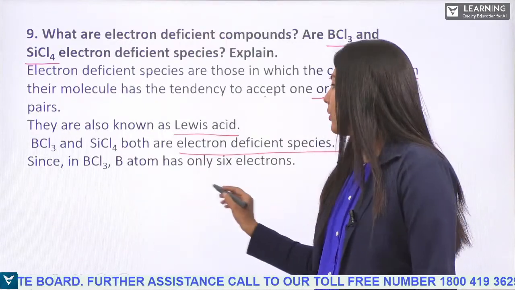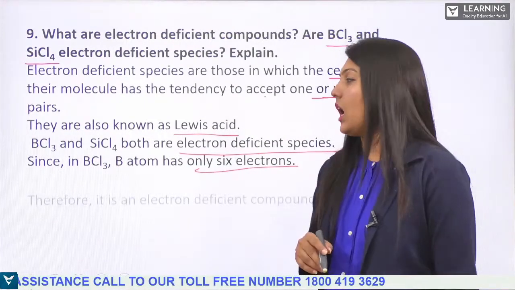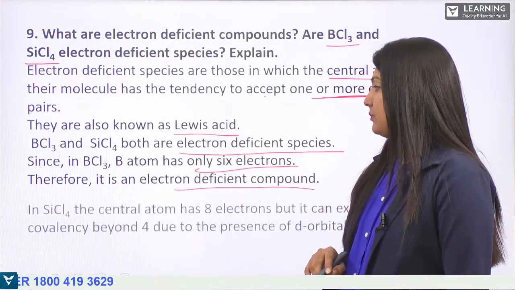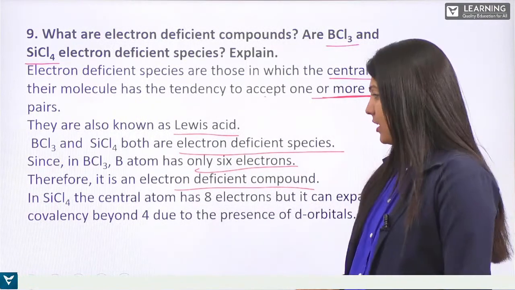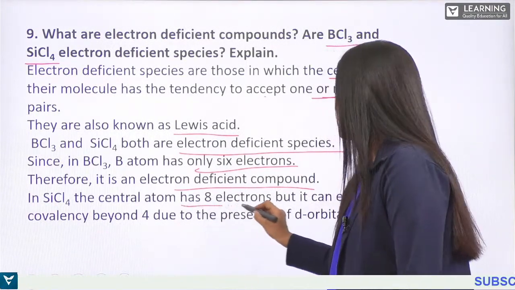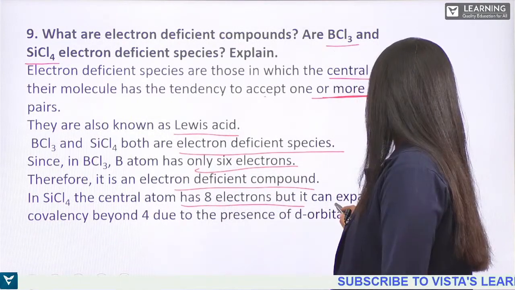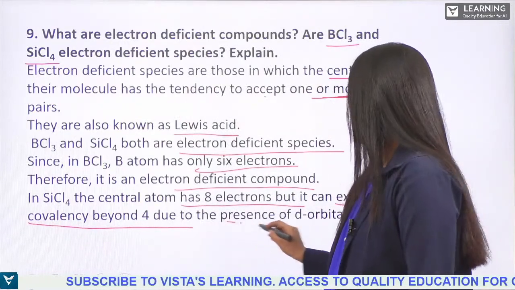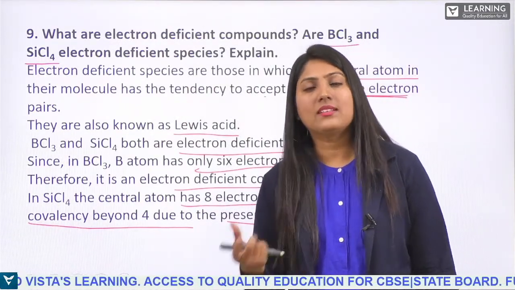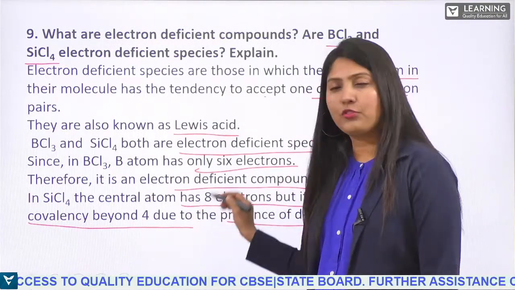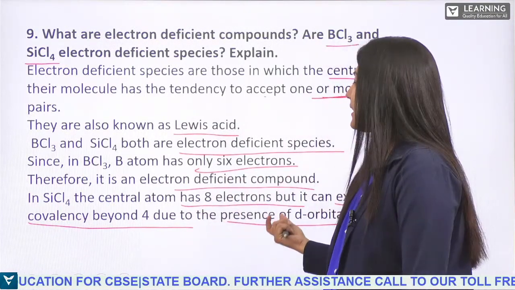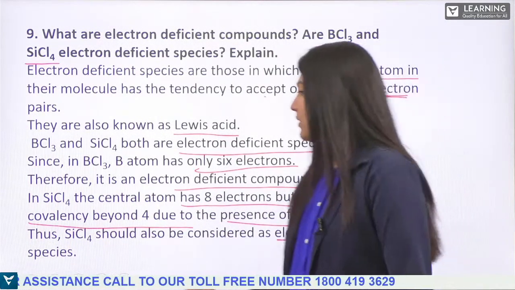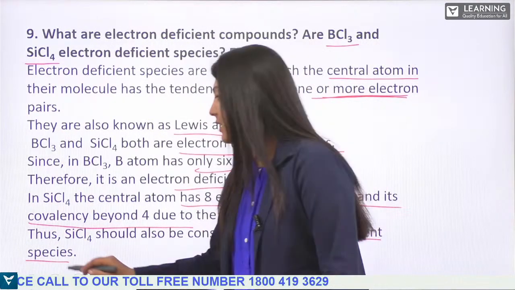In BCl3, boron has only 6 electrons in the outermost shell and it is an electron deficient compound. In silicon tetrachloride, the central atom has 8 electrons, but it can expand its covalency beyond 4 due to the presence of d orbitals. Its covalency can be increased from 4 to more. So it can accept electrons. So it should be considered as an electron deficient species. Got it?